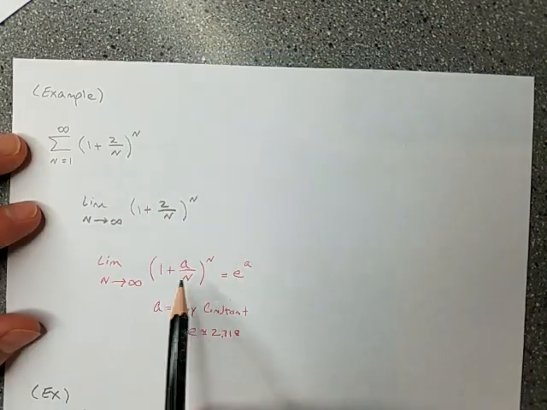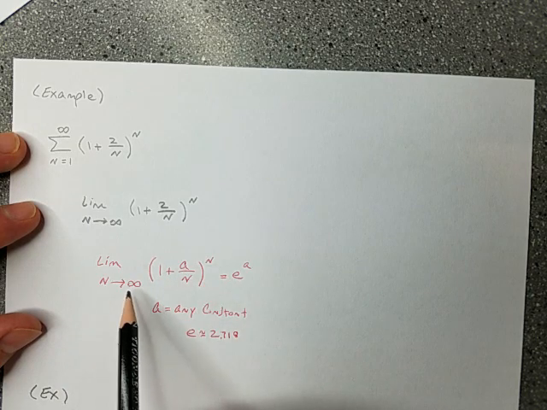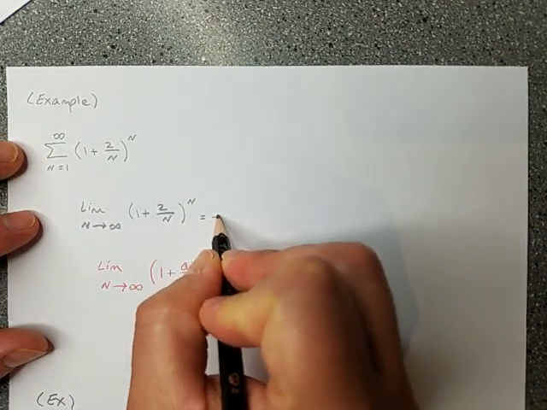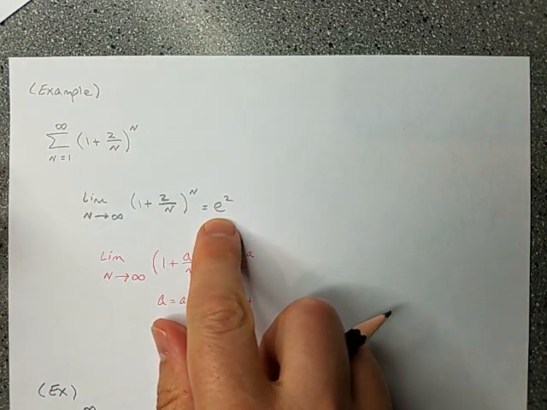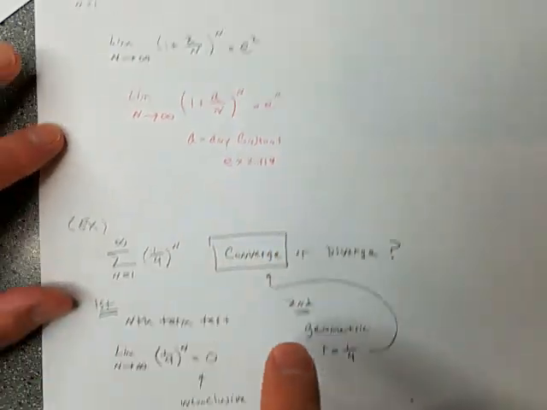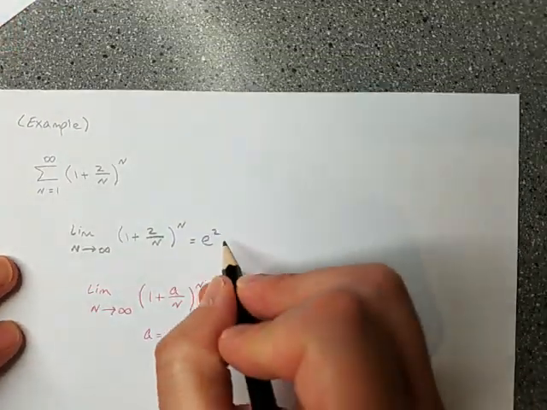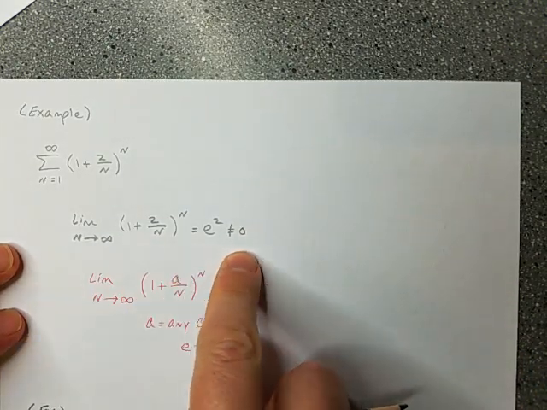That's what we want here. I mean, these look identical. 1 plus 2 over n to the n power as n goes to infinity. So that's going to be e squared. Now, I don't know exactly what e squared is, but if e is 2.7 and you square that, that's definitely not 0, okay? And that's all I needed to know, that this limit wasn't 0.